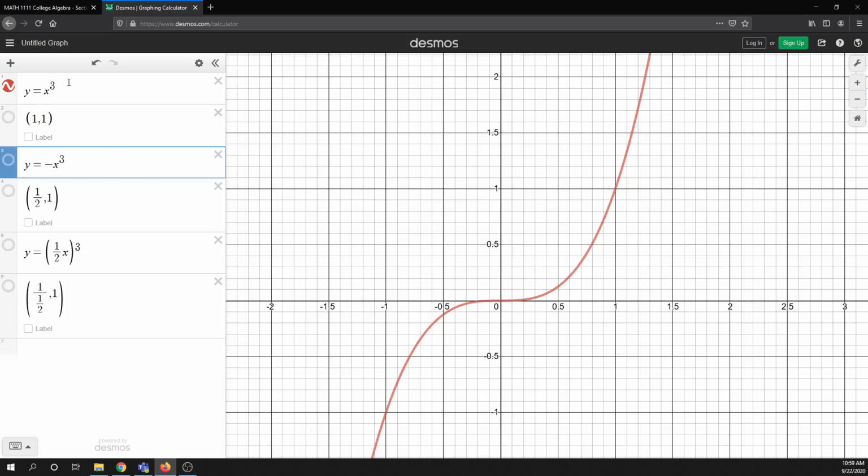Okay, so here's the graph of y equals x cubed, right? And when I multiply it by a -1, that is going to completely flip the graph right around the y-axis. It's going to reflect it about here, okay? So you can see that's the graph of y equals minus x cubed.